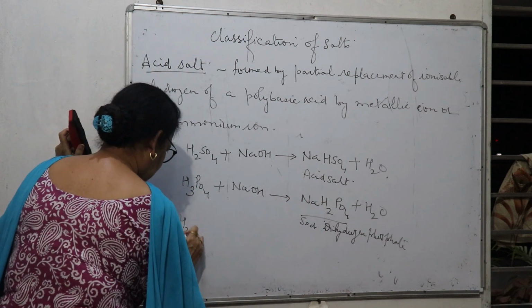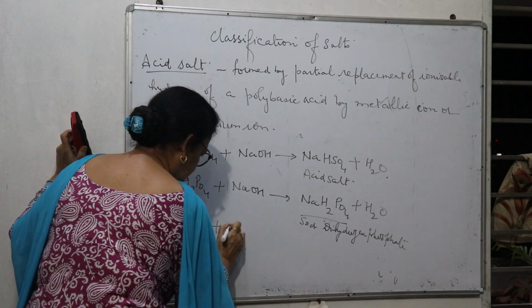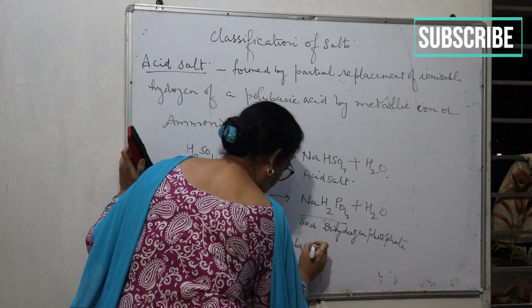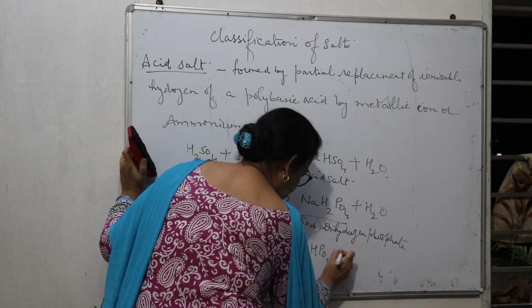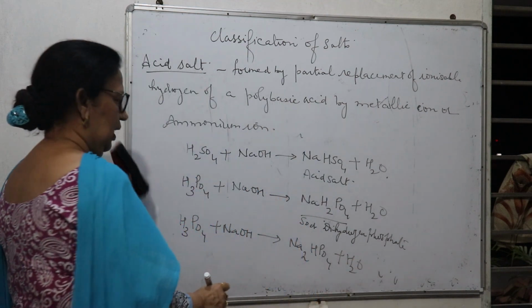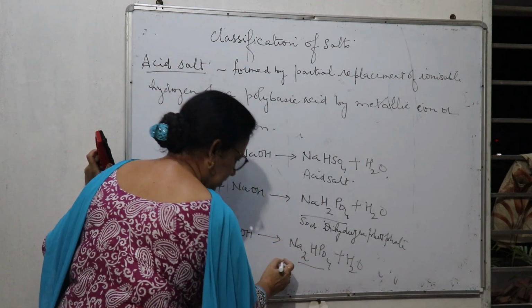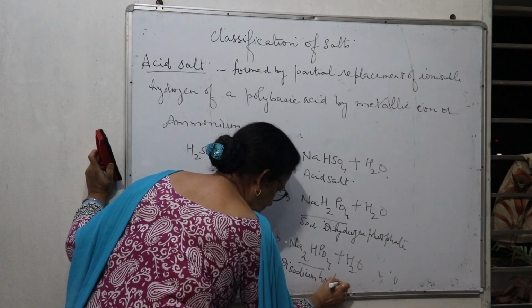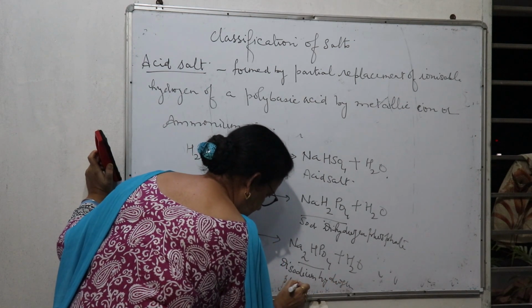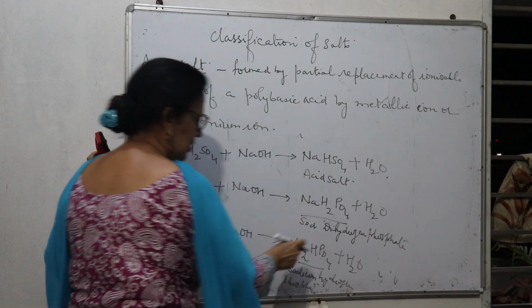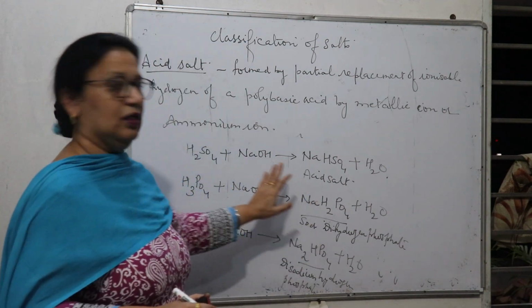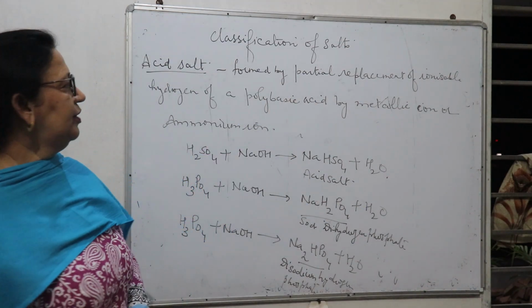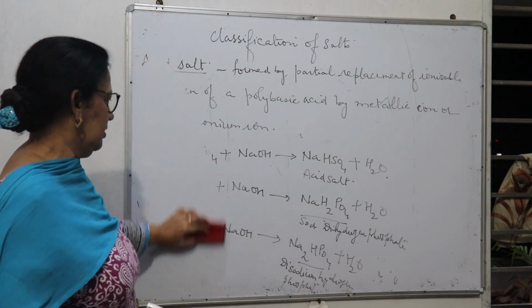Another acid salt can be prepared: H3PO4 plus NaOH gives Na2HPO4 plus water. This Na2HPO4 is disodium hydrogen phosphate. Still, hydrogen is there in the salt, so this is an acid salt. So an acid salt is formed by partial replacement of the ionizable hydrogen atoms of a polybasic acid.